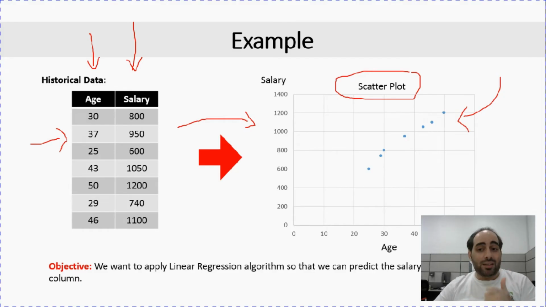And don't forget that this is one of the requirements for us to apply linear regression. Why? Because if the observations are spread in different places in this plot, that means there is no correlation. In this case, I should not use linear regression. Maybe I should use other algorithms.